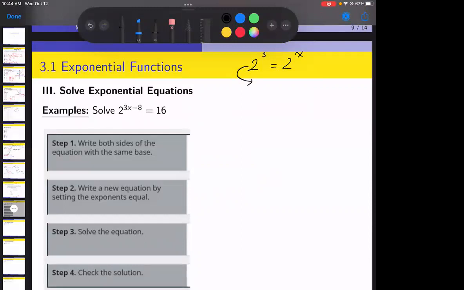X equals 3, right? It's just common sense. Of course, there's a bunch of theories to prove this, there's a formal proof, but just by common sense, x equals 3, right? So I can say that if I have a base b, b to the m is equal to b to the n, then it's implied that m equals n.